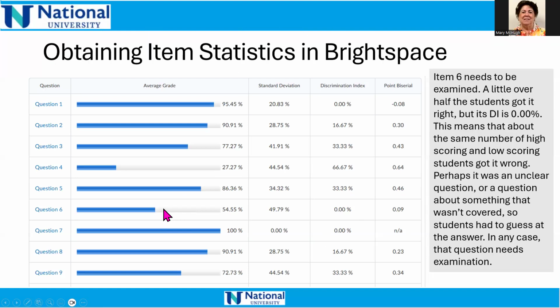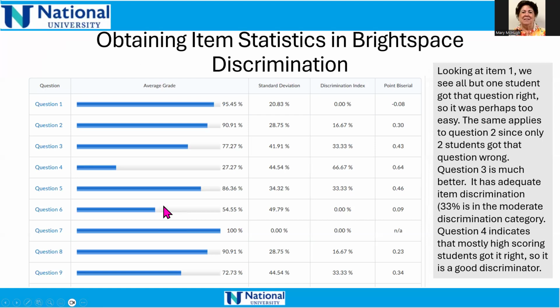Question 6 is probably not a good question. Okay. What we see here is 54.55% got it right, but it didn't discriminate at all between the strong and the weak students. You have a 0.00 discrimination index and a 0.09 point biserial. So in both places, it's a very, very weak discriminator.